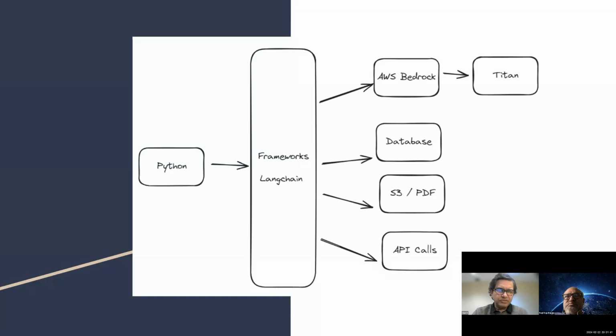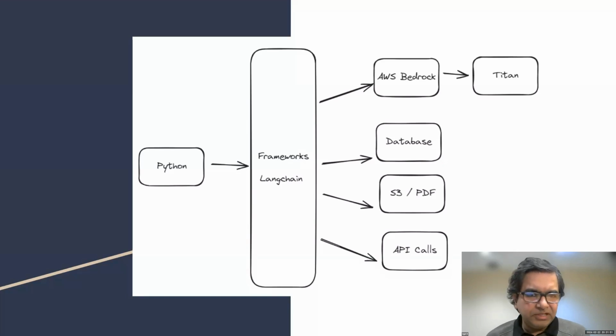Eventually, all of these arrows are API calls, so it really doesn't matter. It's an HTTP call that I'm making to an outbound database, to an S3 bucket, to backend API calls, or to Bedrock. But LangChain makes our life extremely easy. It just abstracts out all the complexity from there. So now my Python code uses the LangChain framework to do all these things behind the scenes, and I'm done.